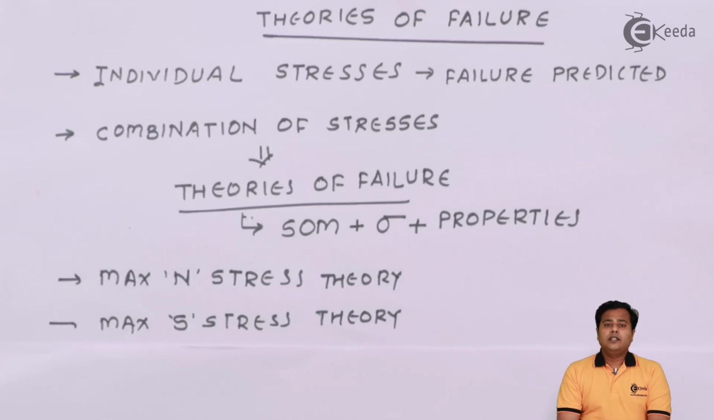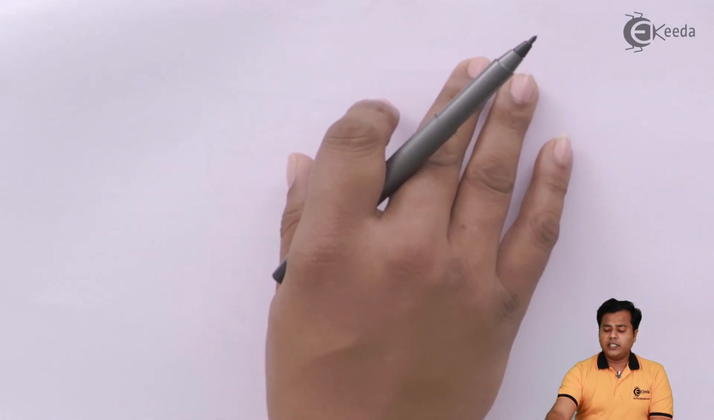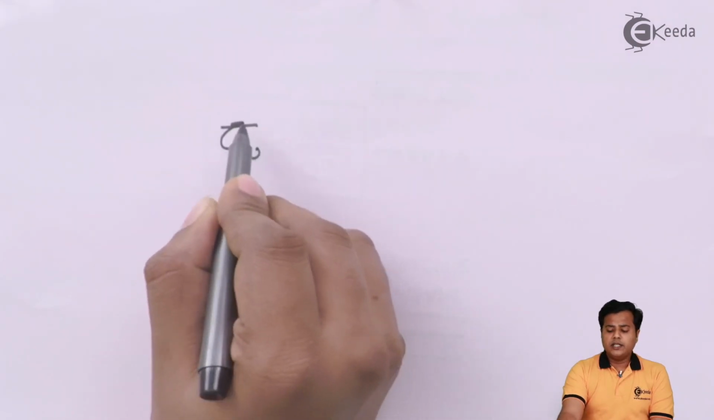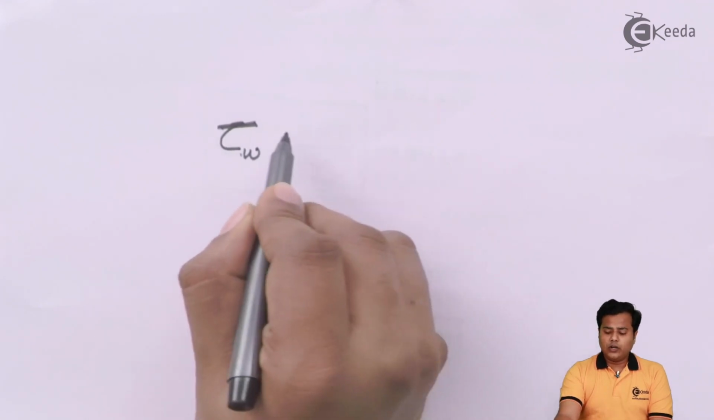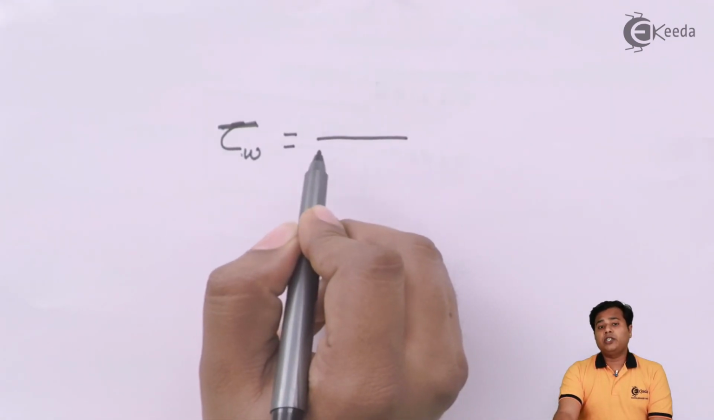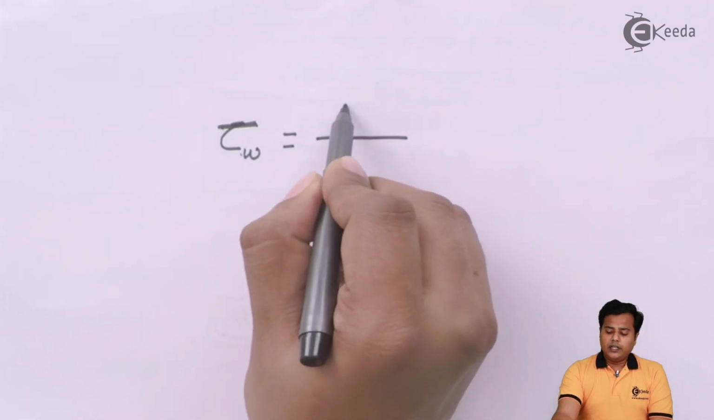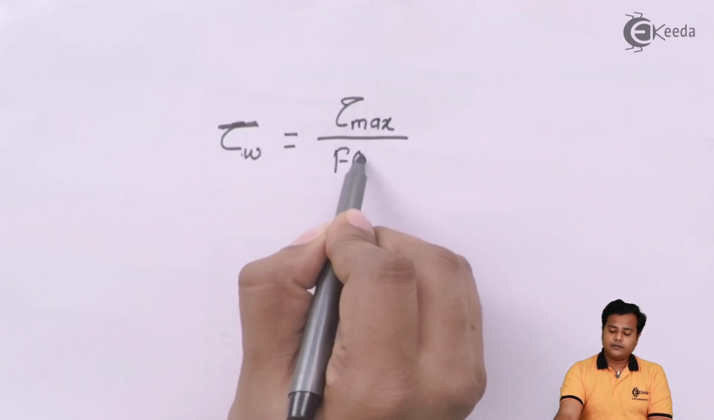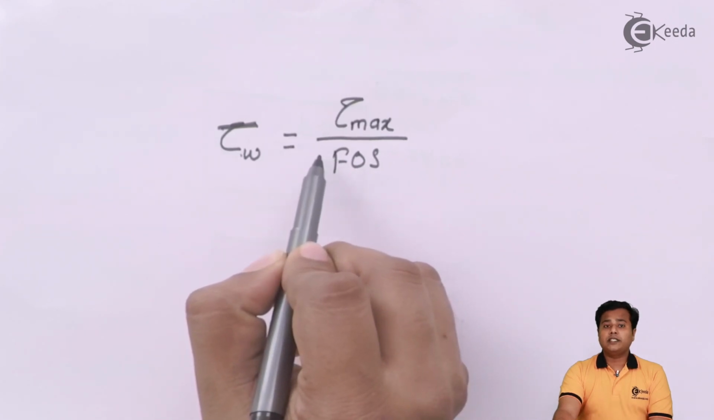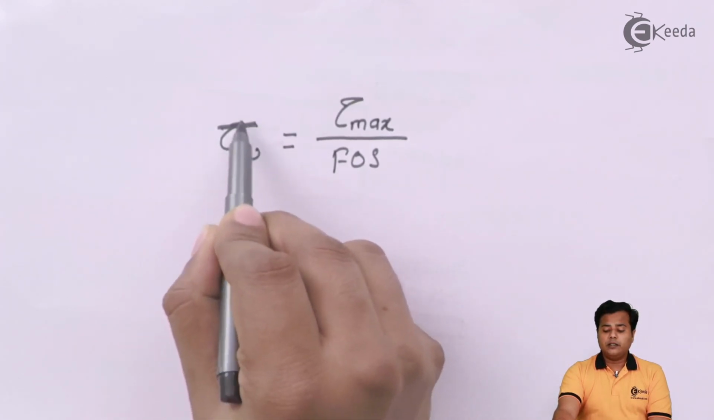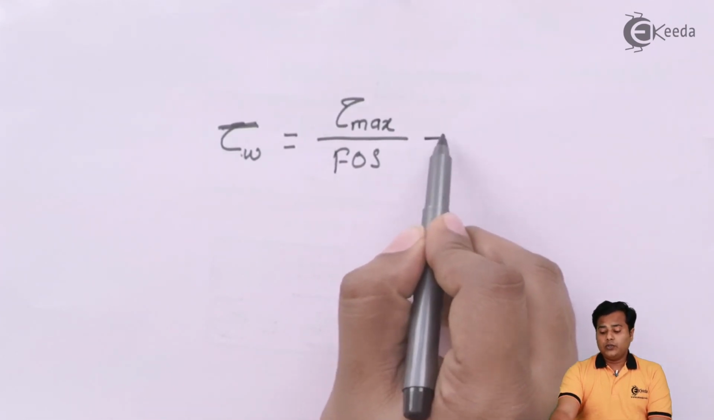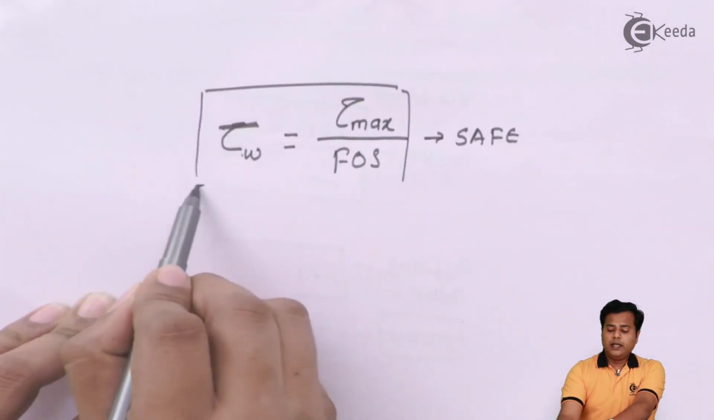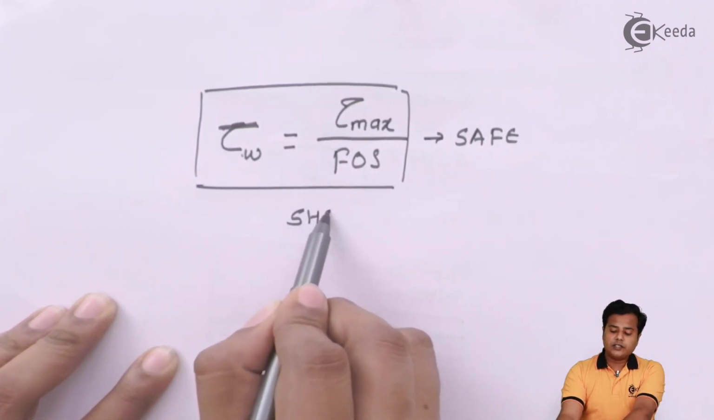the product fails. So in simple language, maximum shear stress theory tells us that your tau working, what we know is shear stress is shown by tau, so tau working is equal to the maximum shear stress that induces. So I'll call it tau max divided by factor of safety. If this is the case, yes, your product is safe. But if this value becomes greater than this, your product is going to fail. So only up to this condition your product is going to be safe. And this we are considering only shear stress.